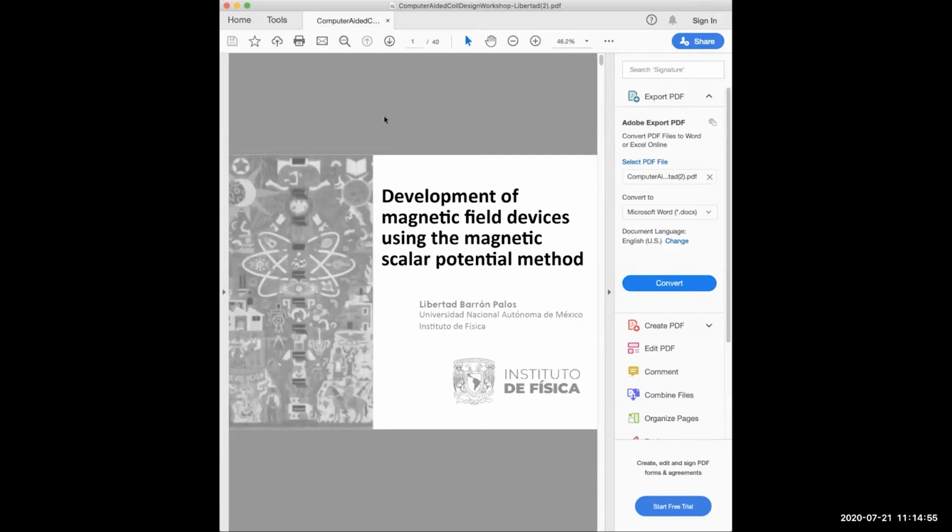Okay, well, thank you very much for the opportunity to give this talk, and thanks, Austin, for organizing this nice workshop. So I'm going to talk about the implementation of the magnetic scalar potential method that Chris told us about earlier. And I'm going to give just one example of coils developed for fundamental neutron physics.